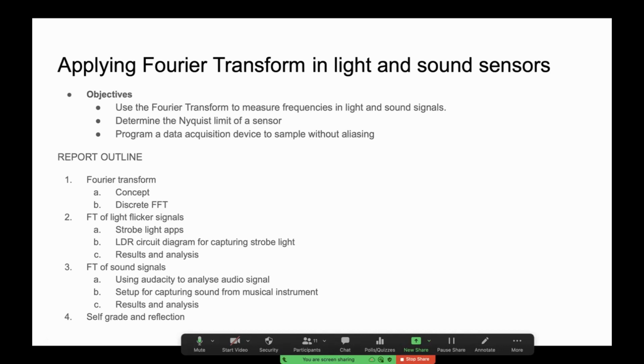You should talk about the Fourier transform, discuss the concept, and discuss the discrete fast Fourier transform. You will then write about the Fourier transform of light flicker signals. You'll talk about the strobe light apps that you found, and the LDR circuit diagram for capturing strobe light, results in analysis. Then you will talk about FT of sound signals. You will use Audacity, the free program to analyze audio signals, and the setup for capturing sound from musical instruments, results in analysis. And then, of course, we end with self-grade and reflection.